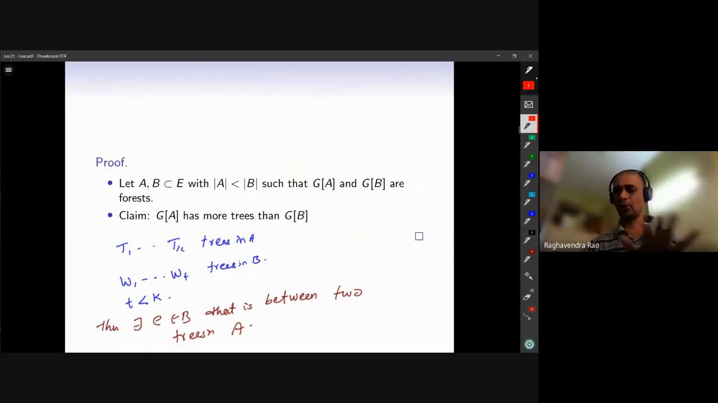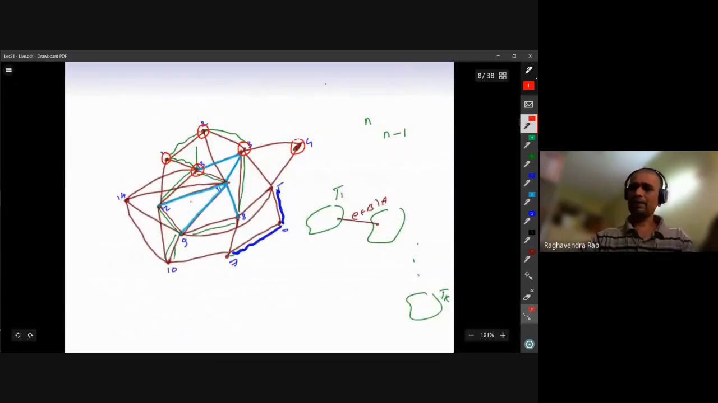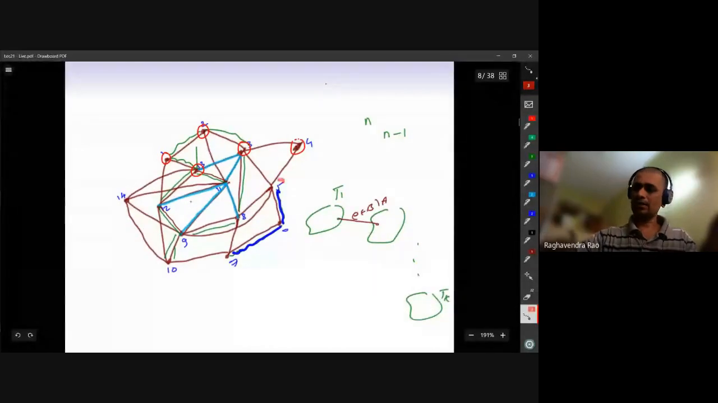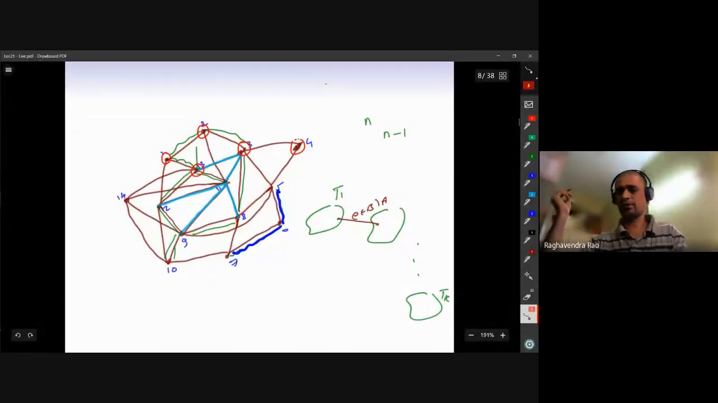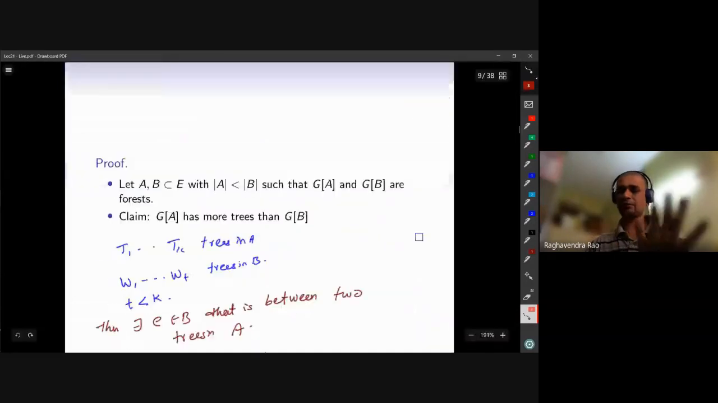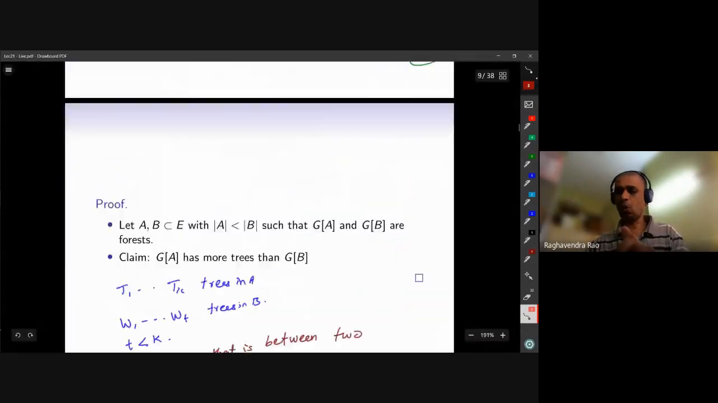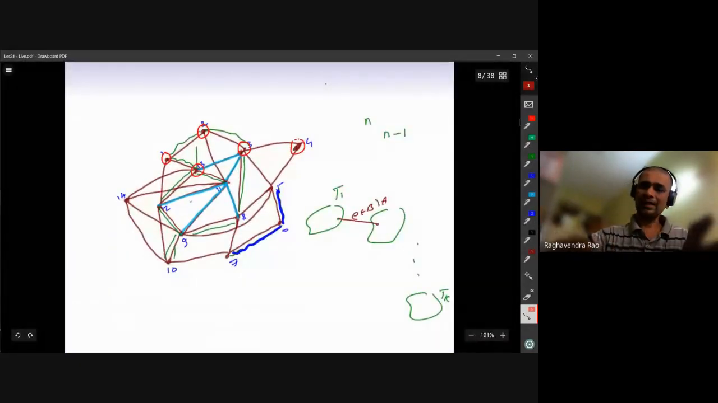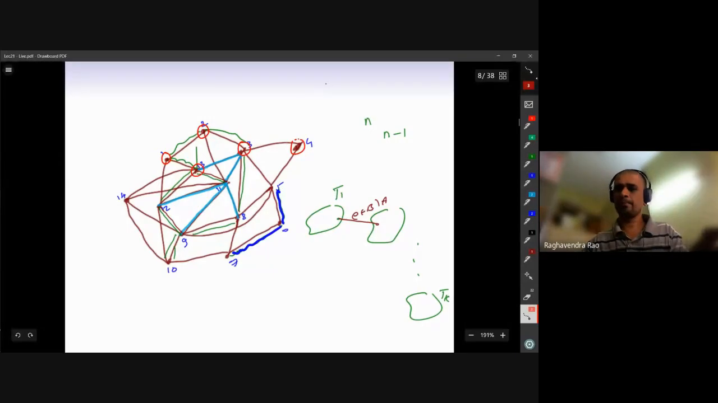If I just say the word tree, then this is one tree, and it's fairly confusing. Also, this claim itself is false. For this claim to hold, I also need to count these as trees. So each isolated vertex is a tree. That is important.